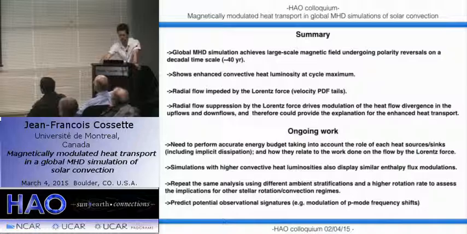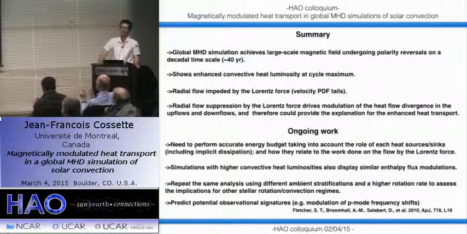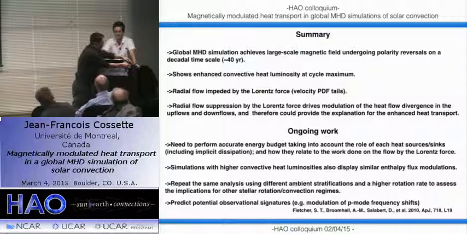And of course, it would be interesting to repeat the analysis for higher rotation rates and ultimately predict potential observational signatures, such as a modulation of the P-mode oscillation frequencies. There's been some work done on that, which shows that there is a modulation of the P-mode frequency shifts. Because if you change the convective heat transport efficiency, you change the thermal structure, which gives the sound speed for the P-mode. And so it would be interesting to see if such an effect is detectable using helioseismology.